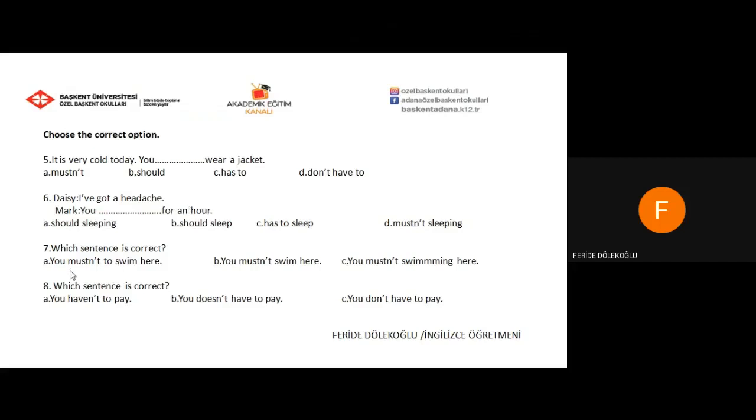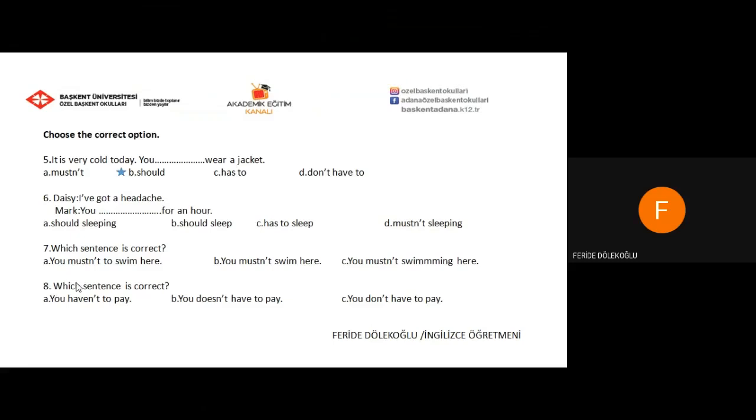Look at question 5. It is very cold today. You should wear a jacket. Think about the meaning. We are giving advice here.